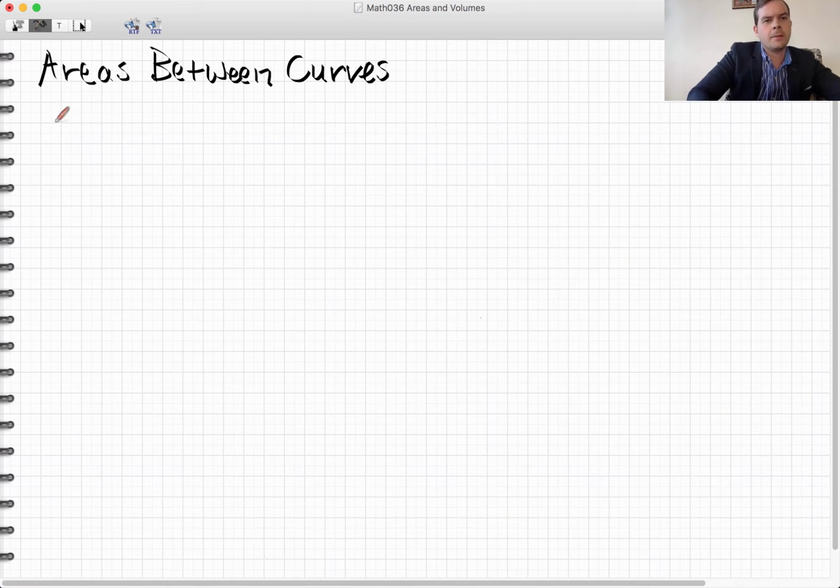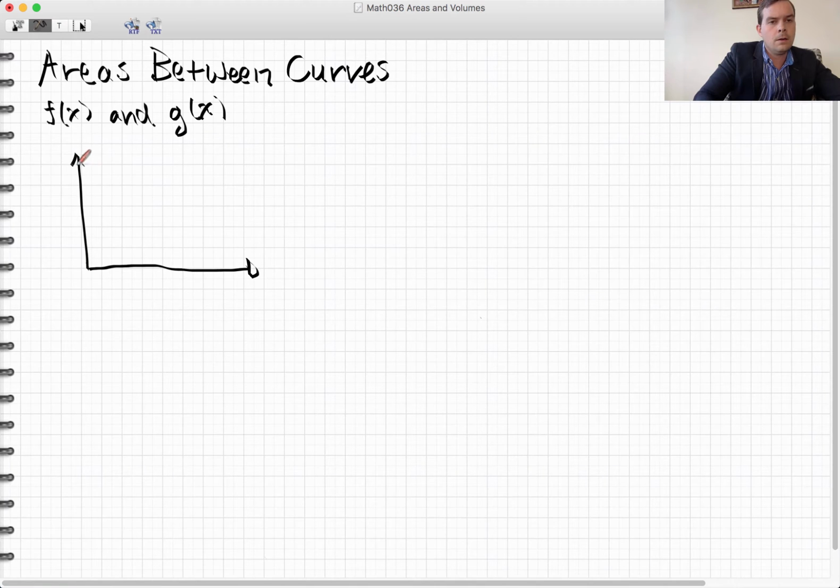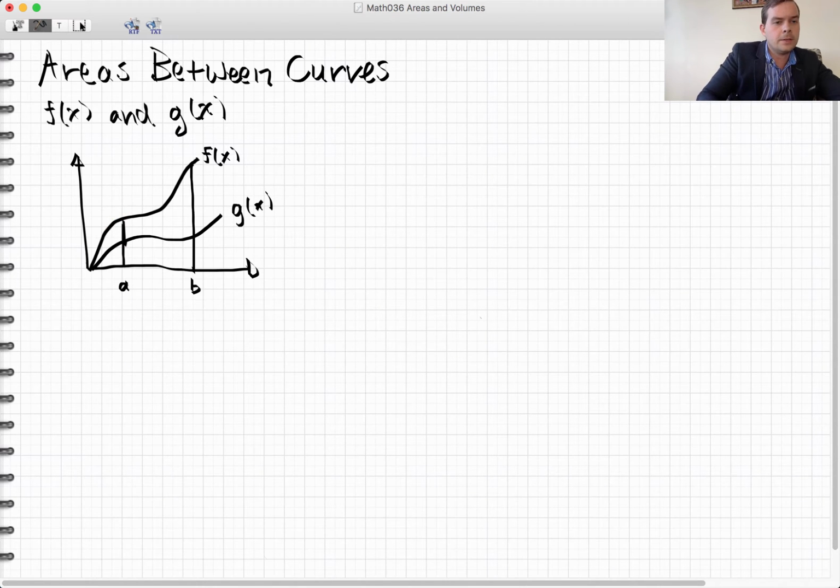Recall that last time we were talking about the areas between two curves. So we fixed a function f of x and g of x. We looked at the graph of these two functions. We specified an interval, AB, and then we asked what is the area in the region bounded between these two curves.